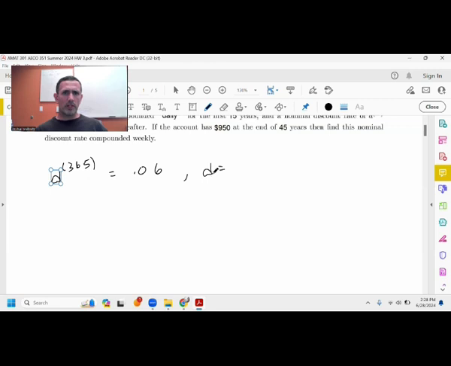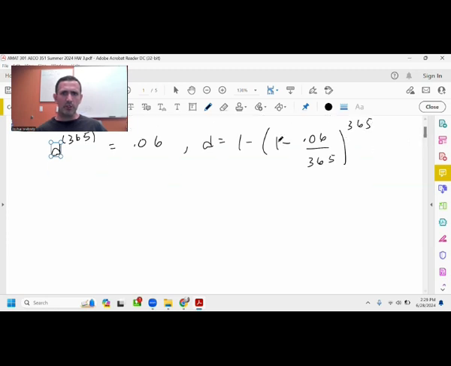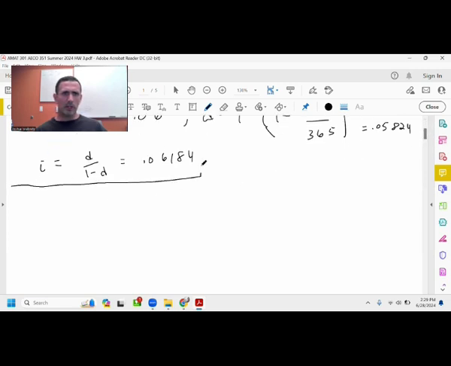So as we've done in examples, we first go to d, just plug into my formula. As we'll see in a little bit, we can do this on the calculator very, very quickly, but it's still good to understand formulas. So plug this in the calculator, 0.05824. And next, i is d over 1 minus d. Plug this into the calculator, 0.06184.